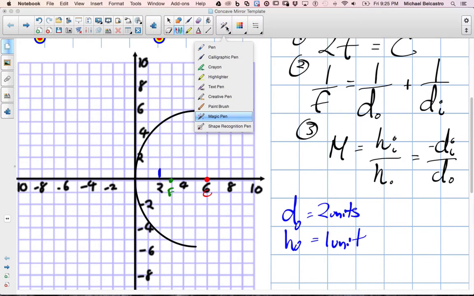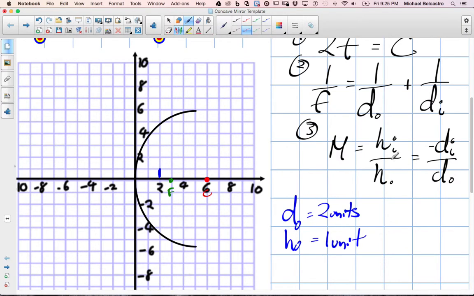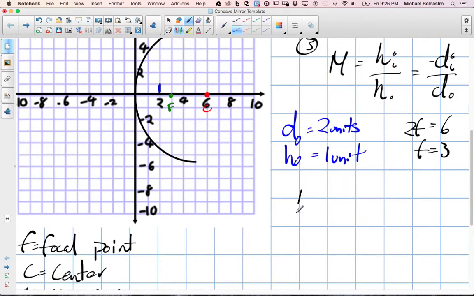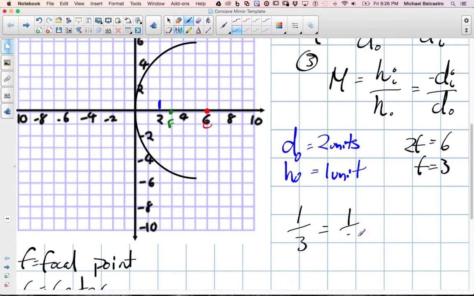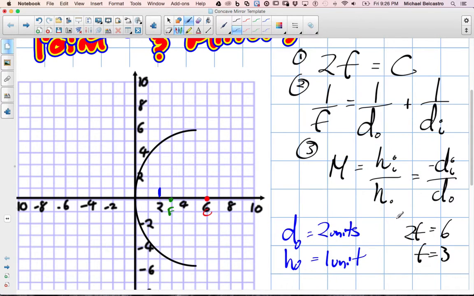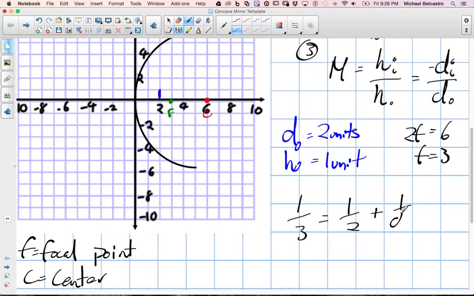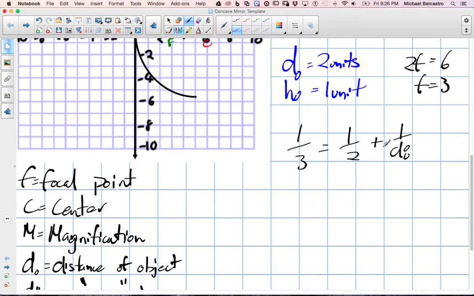And with that, we know the focal point, since the center is at 6 for our very first formula. The center is 6, therefore 2 times the focal point, the focal point is at the distance of 3. Okay, so let's delve into our formulas to try to figure out where our image would be. So 1 over the focal point, we said was 3, is equal to 1 over the distance of the object, the distance of the object is 2, plus 1 over the distance of the image, and the distance of the image is unknown. So we need to isolate for distance of the image.